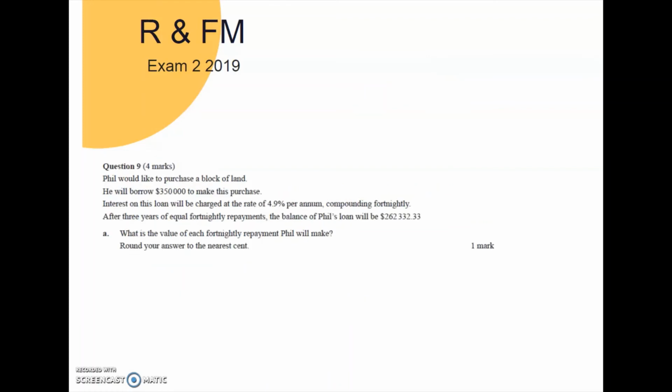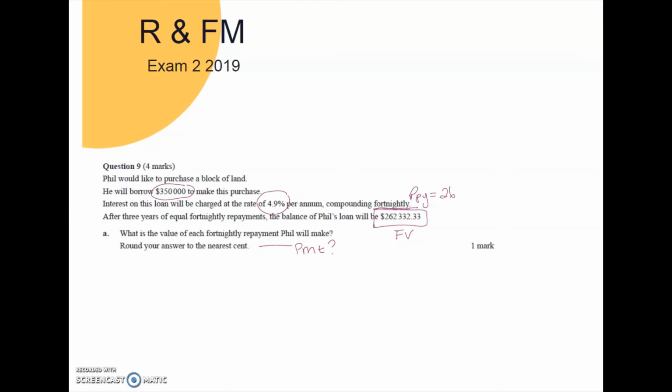Okay, new question. So Phil is going to purchase a block of land. He's going to borrow $350,000 to make his purchase. We have an interest rate of 4.9% per annum compounding fortnightly. Okay, so remember that means 26 payments and 26 compounding periods in a year. After 3 years of equal fortnightly payments, his balance of the loan will be $262,332.32. What is the value of the payment? So we need to find PMT.